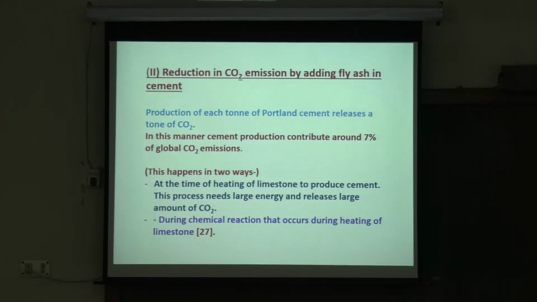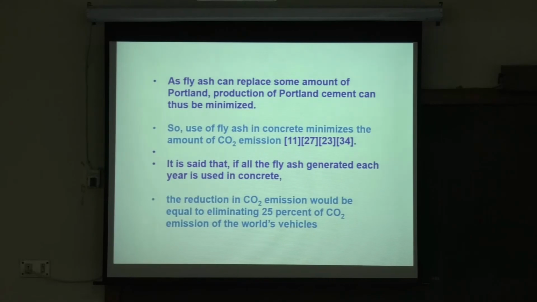And this happens in 2 ways. Heating of limestone to produce cement needs large energy and releases a large amount of CO2, and there is also the direct chemical reaction that occurs during heating of limestone. So this is how these things happen. Fly ash can replace some amount of Portland cement, so production of Portland cement can thus be minimized. Even if it can be reduced from 7% to 6% or 5%, you're reducing by 14% or 15%. So it's a huge thing.